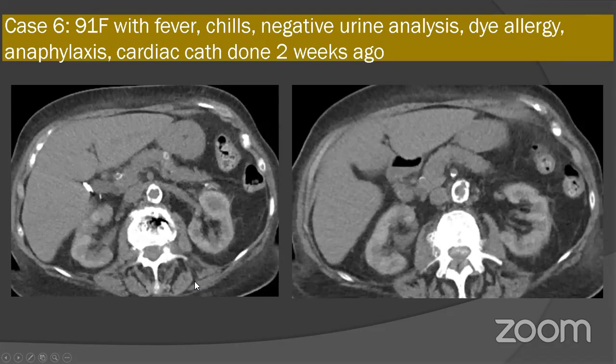Our next case is an elderly female with fever, chills. Her urine analysis was negative. She has history of dye allergy, and that was discovered when she had a cardiac catheterization 2 weeks ago when she developed anaphylaxis. She also had normal renal functions at the time of cardiac catheterization, and it's observed now when she presented that her renal functions are not normal. Her creatinine is elevated. So what is the finding?